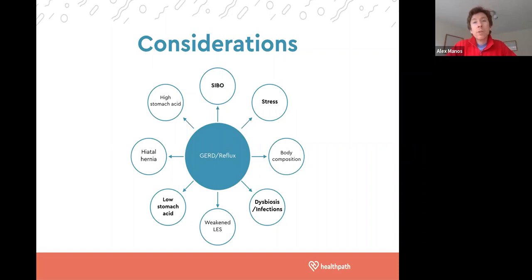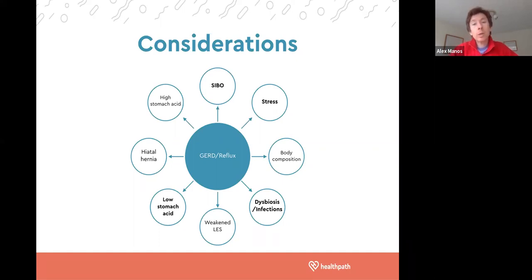Well, there's what I will refer to as the slightly more conventional concepts, things like body composition, excess stomach acids, a hiatal hernia, or a weakened sphincter at the top of the stomach. But the things that I'll describe as slightly more functional, which I would also argue are very common causes of GERD, include SIBO, small intestine bacterial overgrowth, stress, low stomach acids, which we'll touch on, and dysbiosis, which is an imbalance in the gut bacteria, or infections within the gut microbiome.